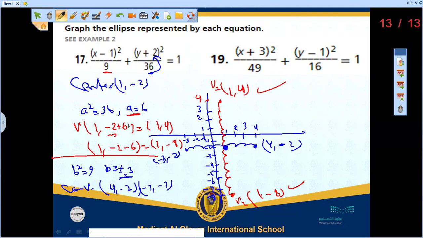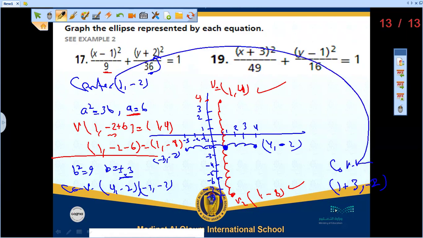How can we get it? I add and subtract 3 to the 1 in the vertices. Co-vertices: 1 plus b is 1 plus 3, and the negative 2. This is my center, by the way. And the other one, 1 minus 3 and the negative 2. It means this is negative 2, guys, because I go back 3. It means this part is (1, -2).